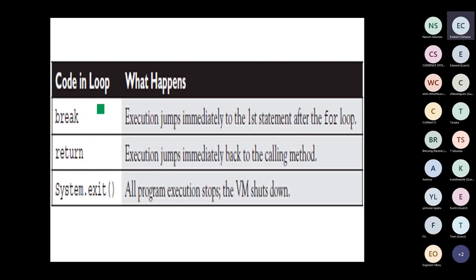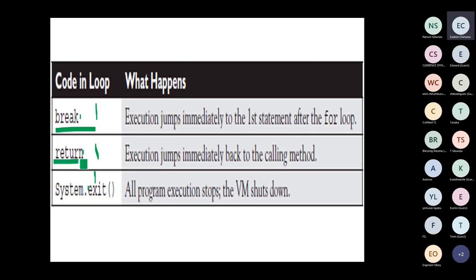So let's talk about the break, the return, and the System.exit in our for loop. What happens if we put break, return, or the System.exit method? If you put break, the execution jumps immediately to the first statement after the for loop. In other words, if you put break, you are exiting the for loop.